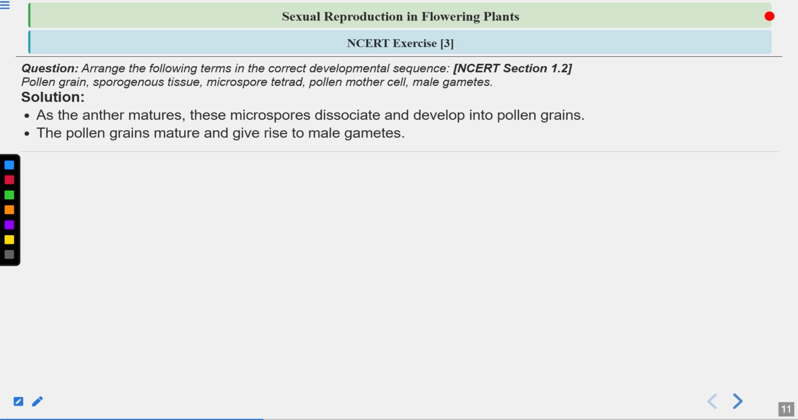So the pollen grain matures and gives rise to the male gamete, right? This mature pollen grain has the generative cell and the vegetative cell. When they germinate on the stigma, they give a pollen tube-like structure, and inside the pollen tube, the generative cell nucleus divides into two male gametes, right?